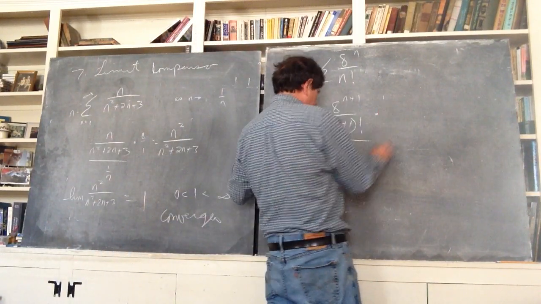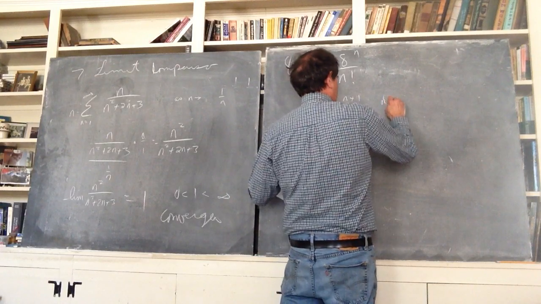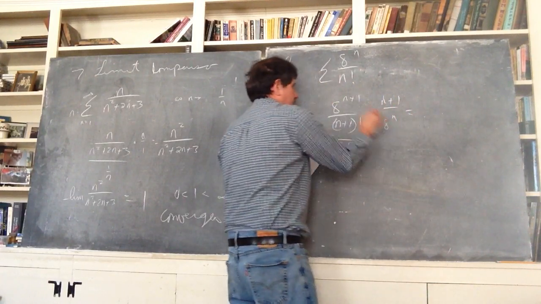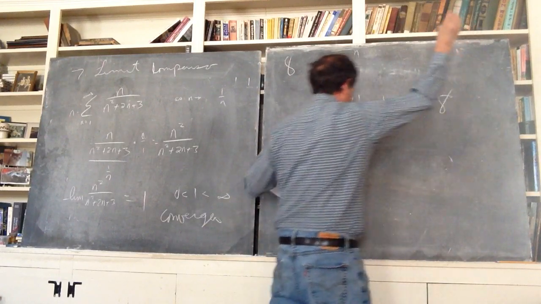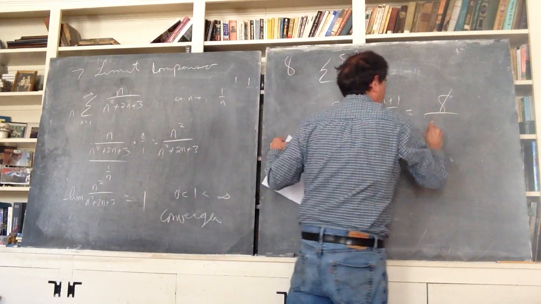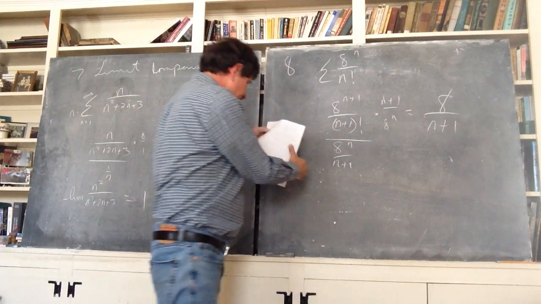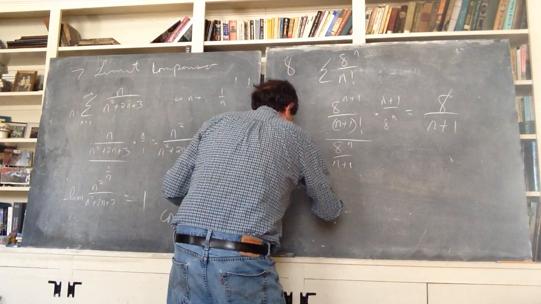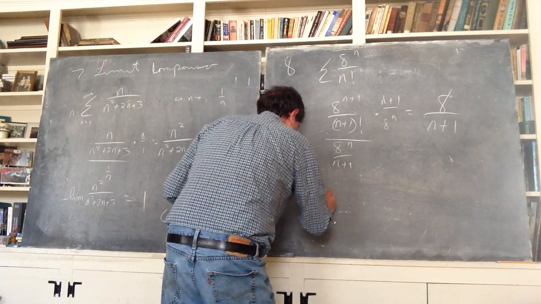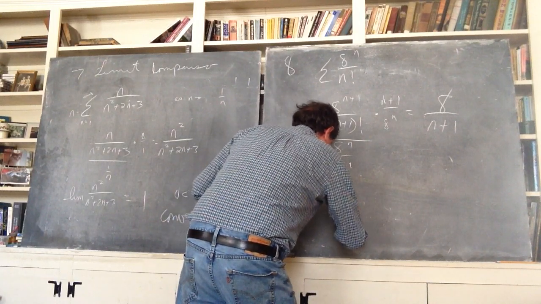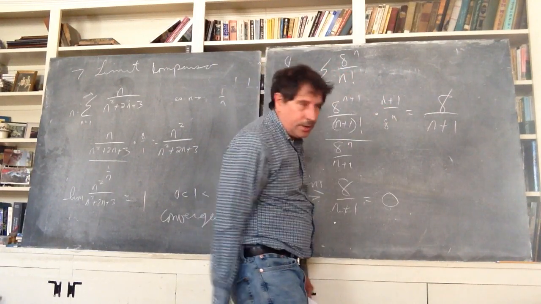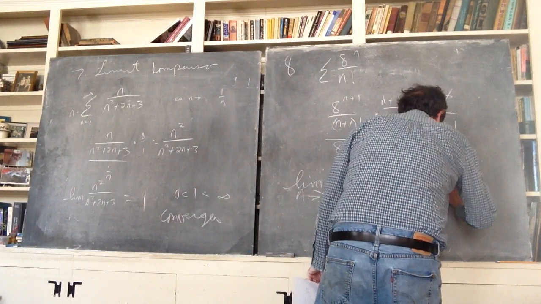And so we'll flip this baby, n plus 1 over 8 to the n. Let's see, that's 8 over n plus 1. And because the limit, as n goes to infinity, of 8 over n plus 1 is 0, which is less than 1, this series converges.